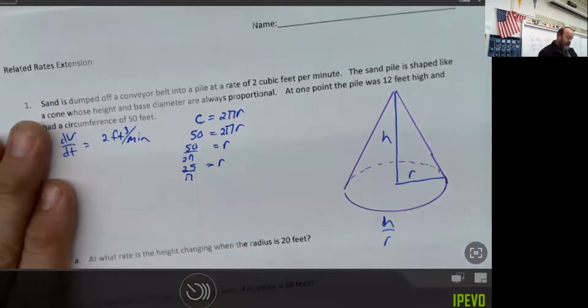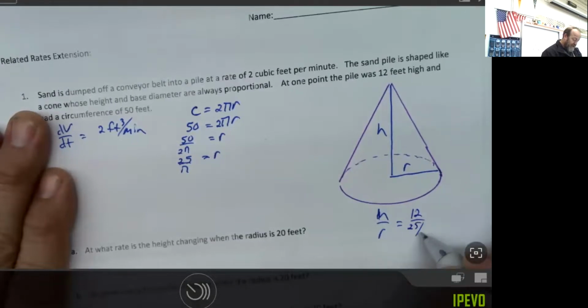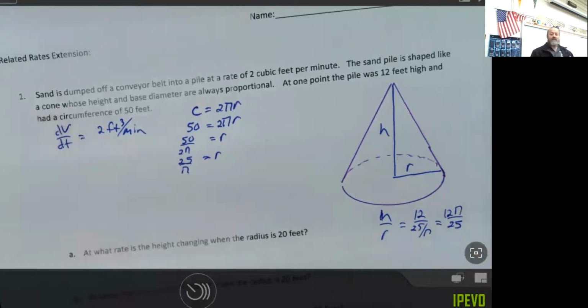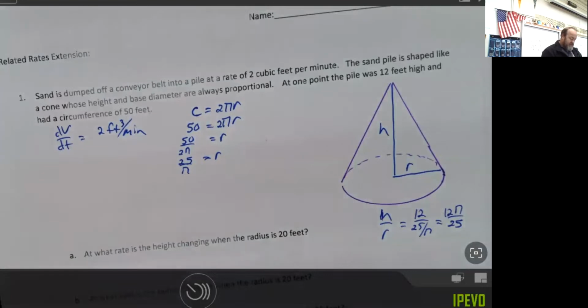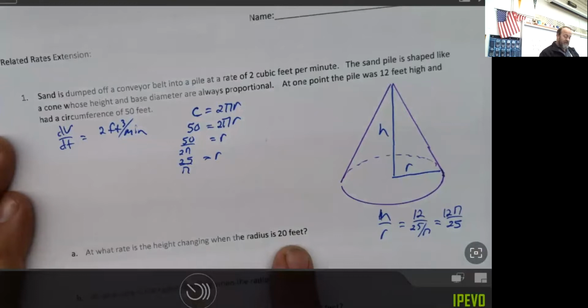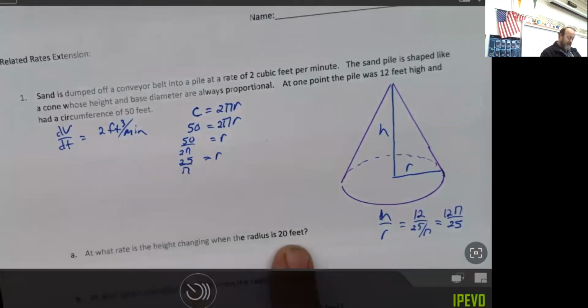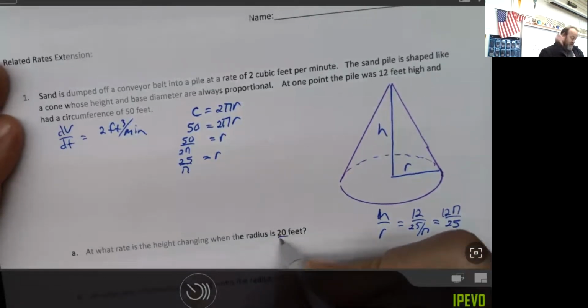So if we look over here, that means the ratio of the height to the radius would be 12 over 25 over pi, which in other words is 12 pi over 25. Okay, that's what's going to make this problem just a little bit harder because the numbers are not quite as nice. So let's see what happens. It says, at what rate is the height changing when the radius is 20 feet? So that's again one of those snapshots in time, where we have some idea when it is 20 feet.